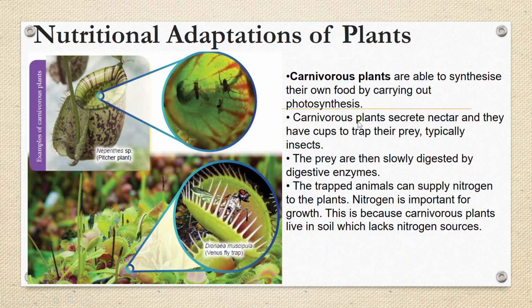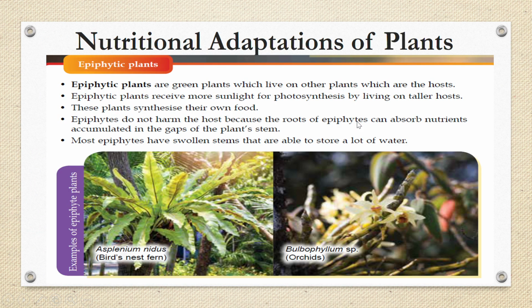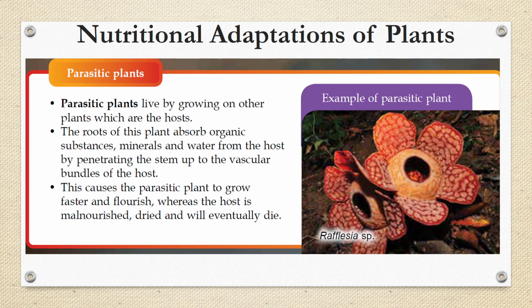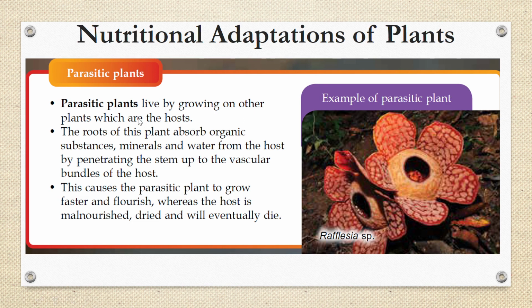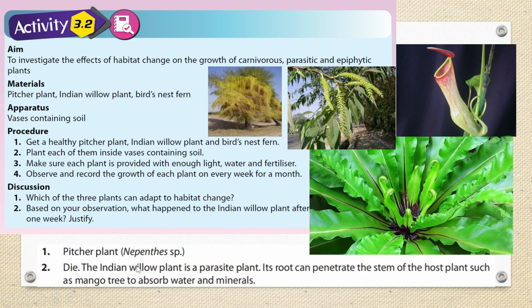So look back at the three nutritional adaptations of these plants. For example, parasites live on a host and depend on the host. This Indian willow is a parasite. So if it lives in a vase containing soil, there's no other host for it to depend on, so it will die. Because it has no food, water, or mineral sources for its roots to penetrate and depend on the host plant, it will die.